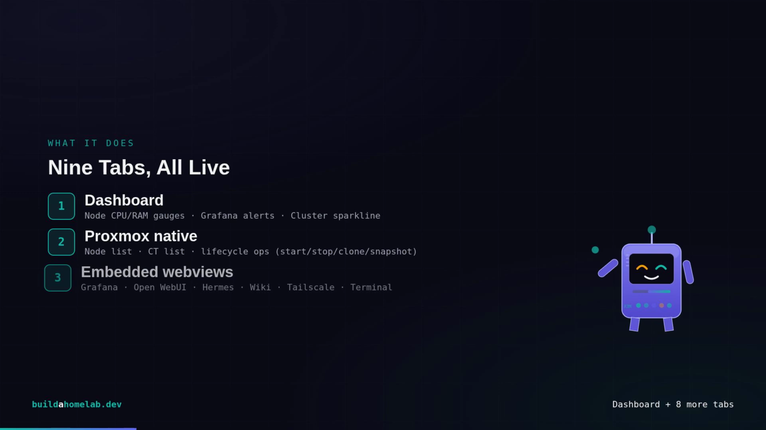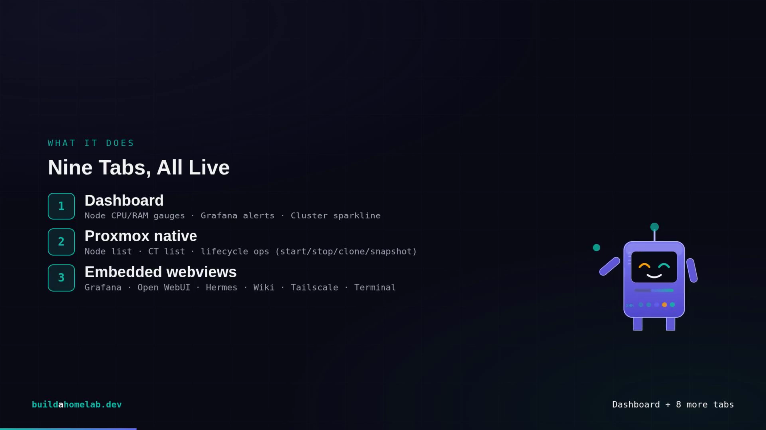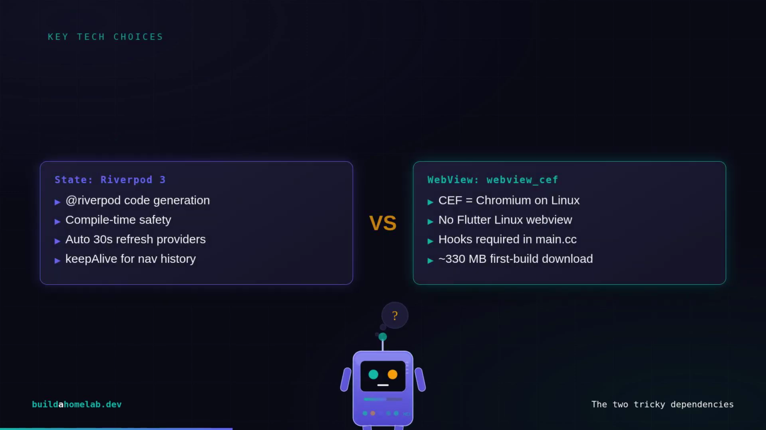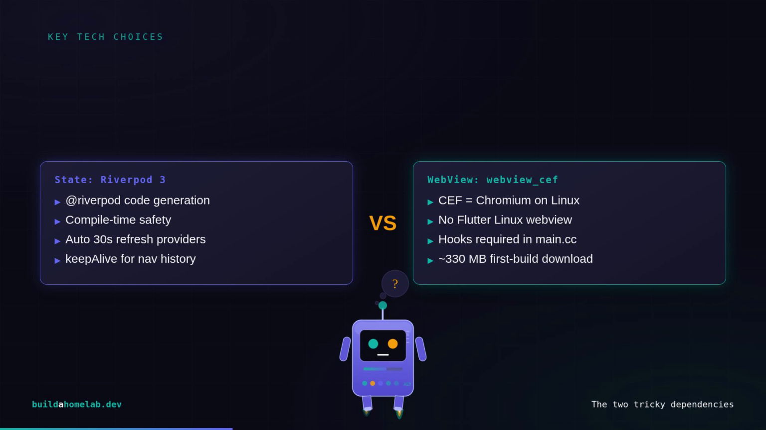9 tabs in the navigation rail. A dashboard home with radial CPU gauges, RAM bars, and a cluster sparkline. A native Proxmox tab with full lifecycle ops: start, stop, clone, snapshot, delete, bulk, start all. And 6 WebView tabs for every other service: Grafana, Ollama, Hermes, Wiki, Tailscale status, and an embedded terminal running your shell. 2 dependencies required non-obvious choices.